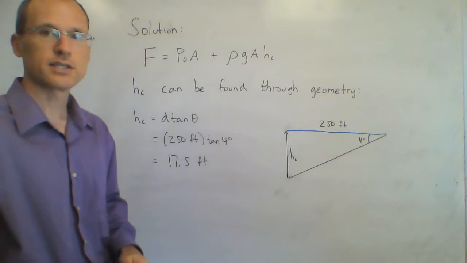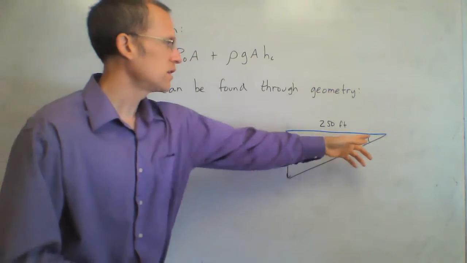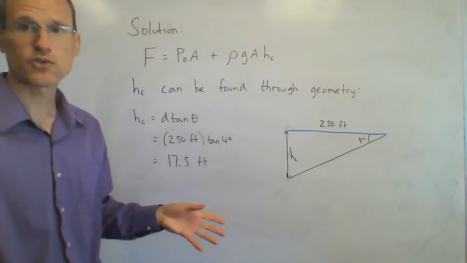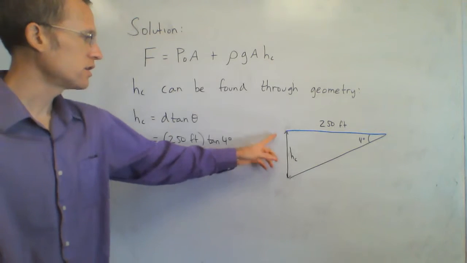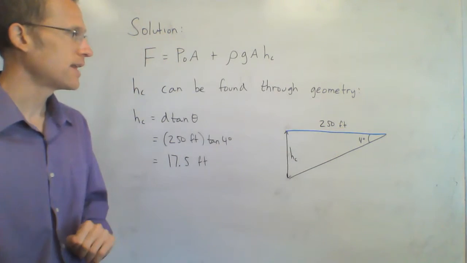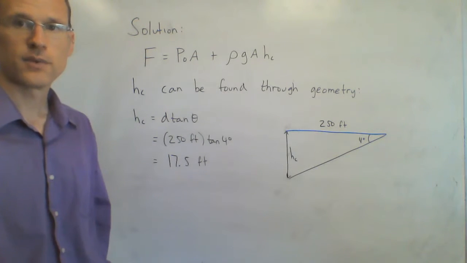So how deep is this plate at its current location? 250 feet offshore, angle of 4 degrees. Based on that and geometry, I can find that this depth hc is this distance, 250 times the tangent of that angle 4 degrees, which gives me 17.5 feet as the depth for that centroid.